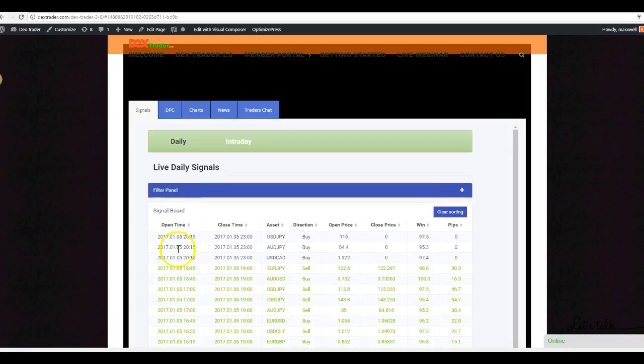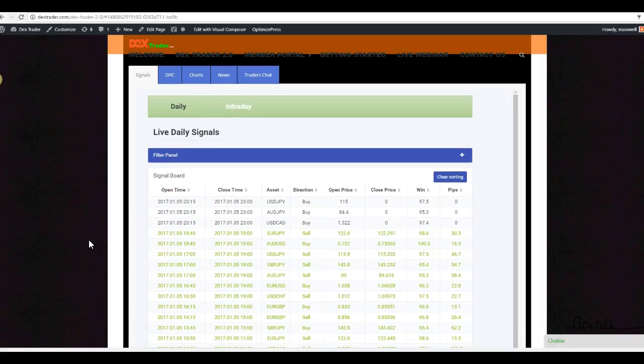Now, when we get a signal here, it is about 15 minutes, 17 minutes after the hour. We had these signals come out at 20:15. The biggest thing about the signals for daily is that they're boring as heck. This part of the process is very simple to use.